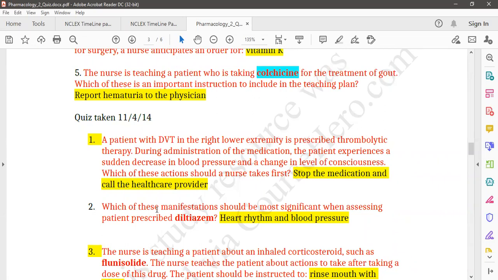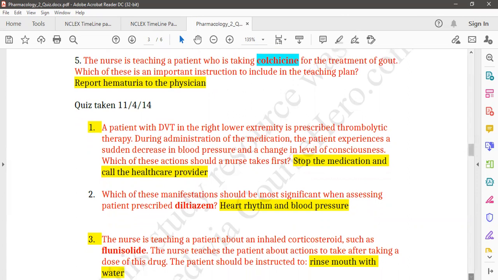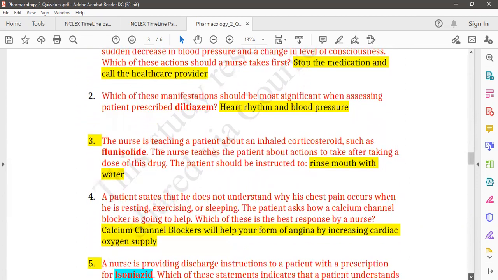Next question, which of these manifestations is most significant when assessing a patient who is taking diltiazem? So we have to check the heart rhythm and also blood pressure. For verapamil, diltiazem or other calcium channel blockers, before prescribing, we must check the heart rate and rhythm and also check the blood pressure.